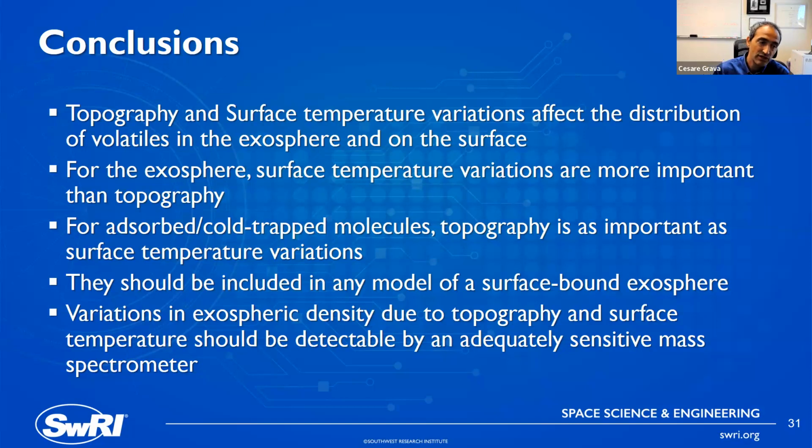And this variation in the exosphere could be detectable by an adequately sensitive mass spectrometer, because the variation is still not small compared to the variations with the surface temperature. And so I'm also analyzing LADEE data to see if we see this type of variation in the exosphere. So that would be great if we can see those in the data.